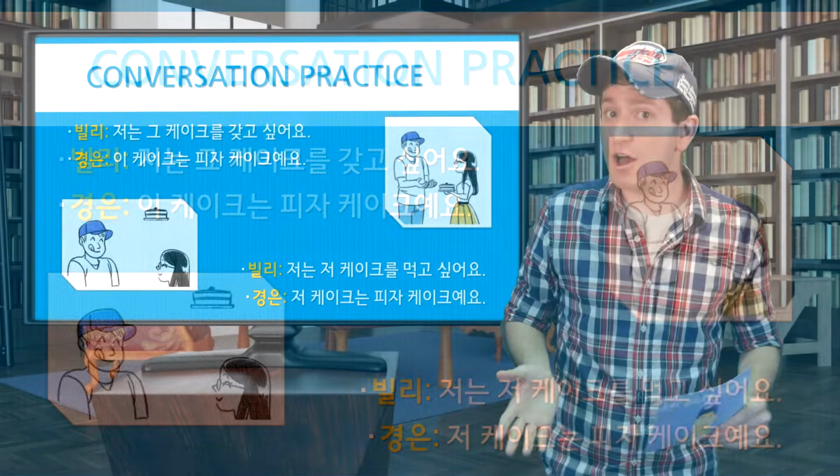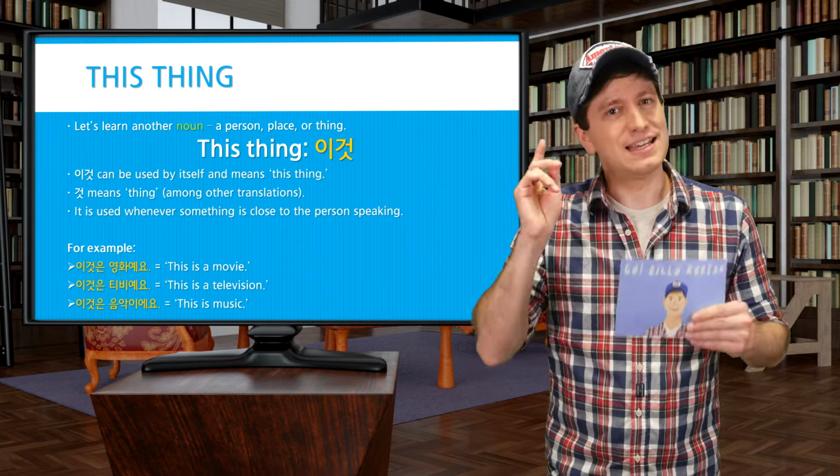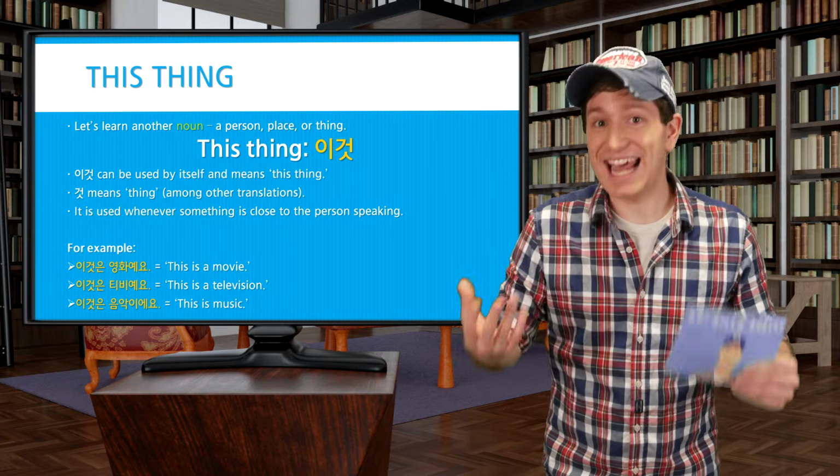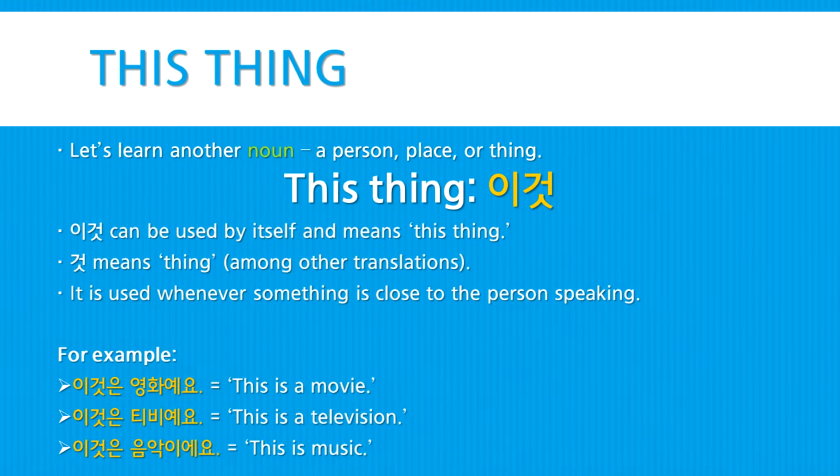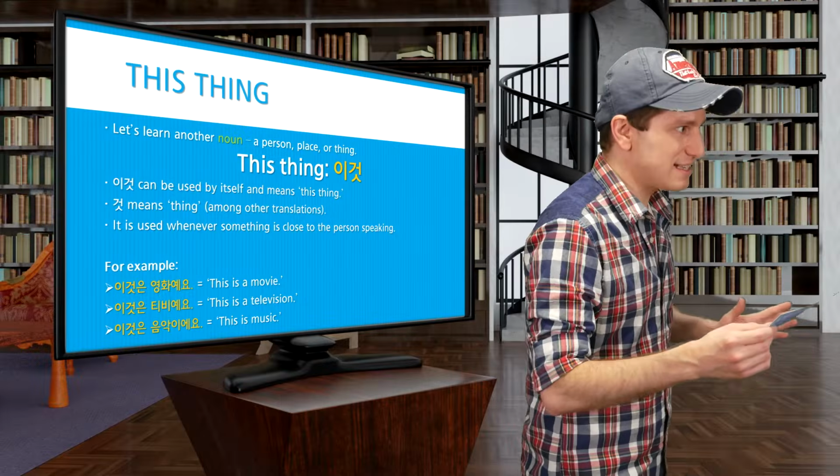But we're not done. There are other ways that you can say this and that if you're going to be using them as a noun. For example, 이것. This is a noun, meaning a person, place, or thing, and this word by itself means this, as in this thing right here. 이 means this, and 것 means thing, so literally you are saying this thing, 이것. Now this is used whenever that thing is close to the person speaking, just like 이. So here are some example sentences we can use with this now.